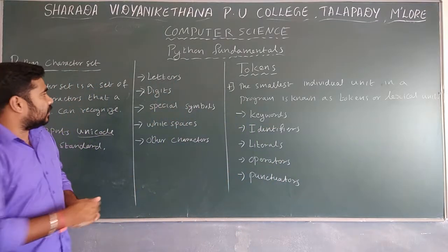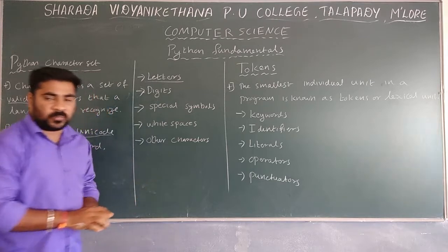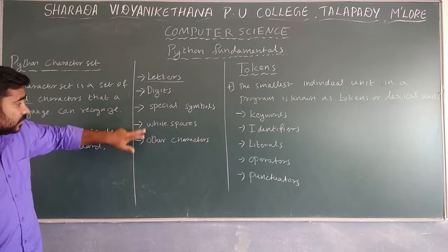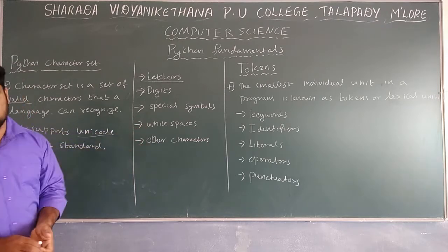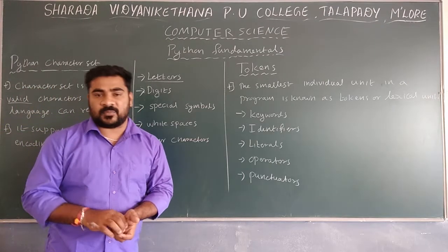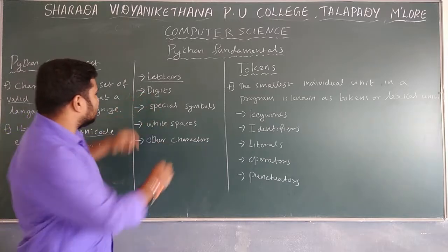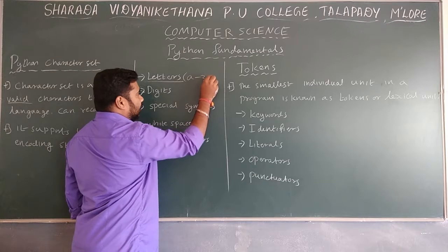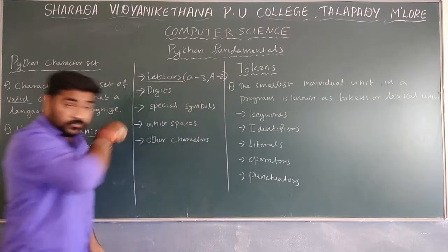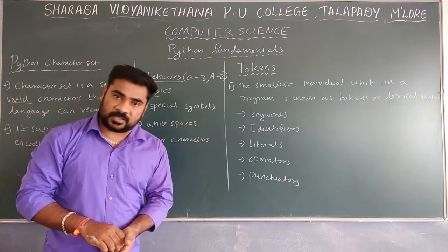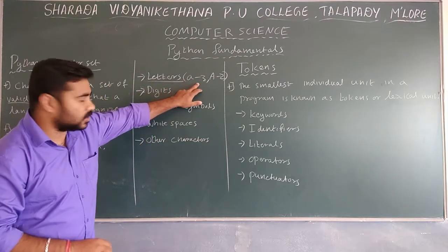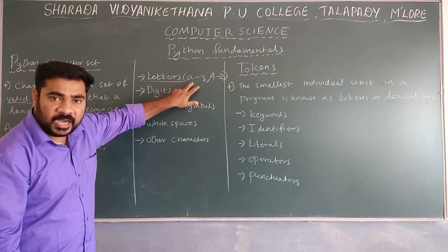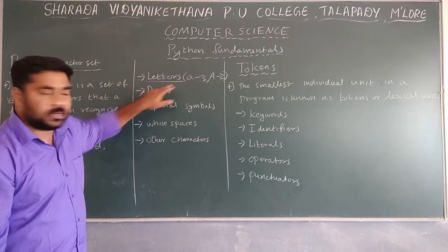If you take the character set, the first one is letters. Python can understand letters and also digits or numbers. Special symbols are possible, and white spaces and other characters. These are the different characters understood by Python. So the first one is letters. If you take the letters, small letters a to z and capital letters A to Z can be recognized by the Python library.